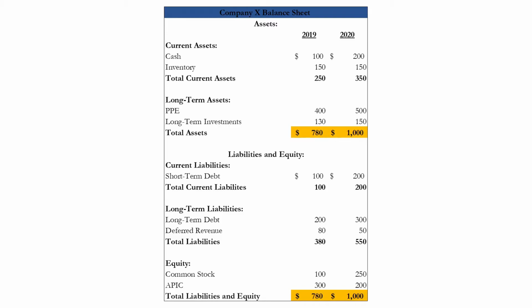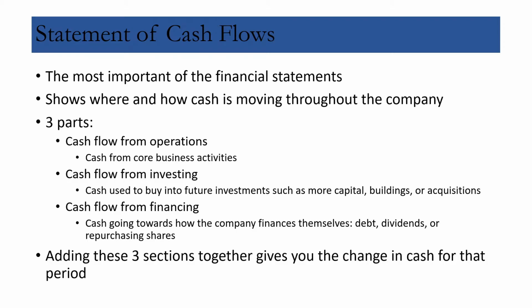Now we're going to get into the last and most important financial statement, which is the statement of cash flows. All right, so our last financial statement that we're going to be looking at is the statement of cash flows. And this is the most important of the financial statements because it shows how and where cash is moving throughout the company.